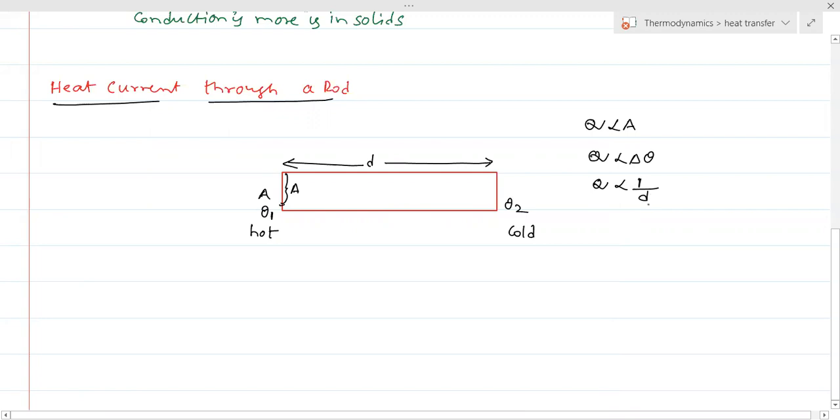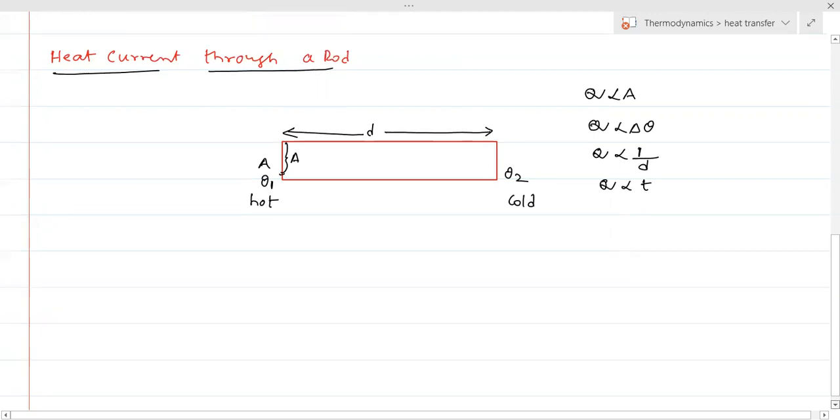Suppose if length is less, then more heat will be transferred through the area of cross section. By combining all these things, we are going to get the following expression. And one more thing is that the amount of heat energy transferred is directly proportional to time. If the time of observation is more, then more heat energy will be transferred through the rod.